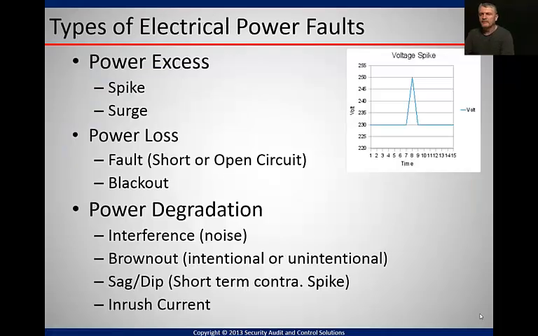Now, also the types of power faults that we can get in electrical faults are things like power excesses. We can have a spike or a surge, power losses, a fault or a blackout, power degradation, interference, brownouts, which can be intentional or unintentional, also a sag or a dip, which is short-term contra the spike, and also an inrush current as well. The next slide will show you some examples of a graph of that.